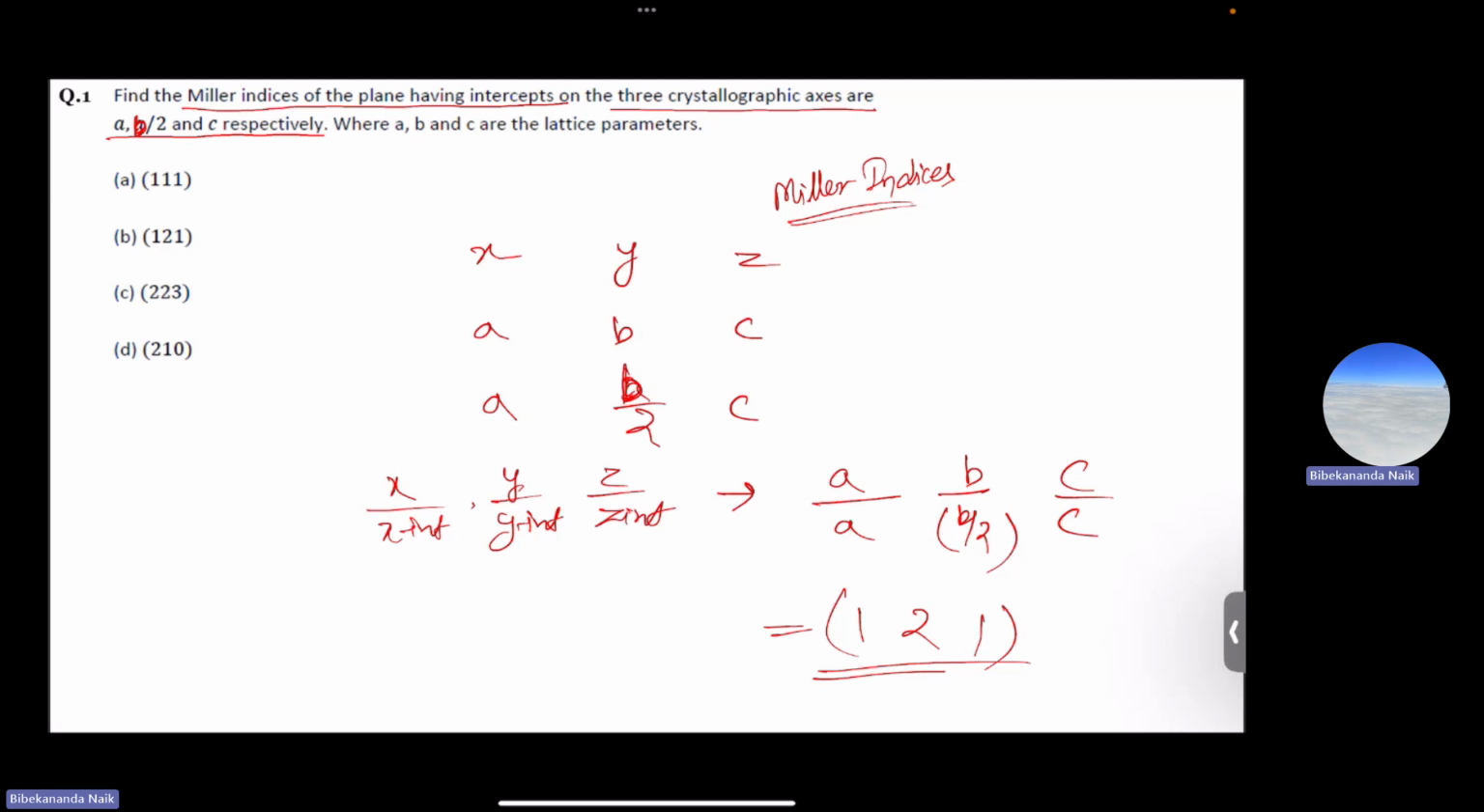Since all are integers, and we can't find any number which is common to all these three values 1, 2, 1, the Miller indices of this particular plane, which has intercepts A, B by 2 and C on the crystallographic axes, will be 1, 2, 1. So the correct option will be option B, that is 1, 2, 1. So this is very simple. Then we will move to the next question.